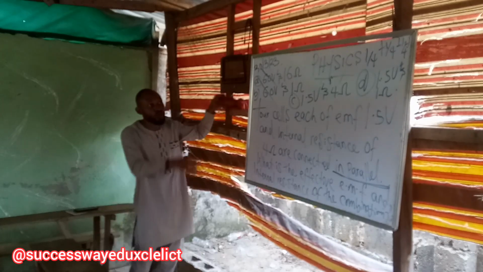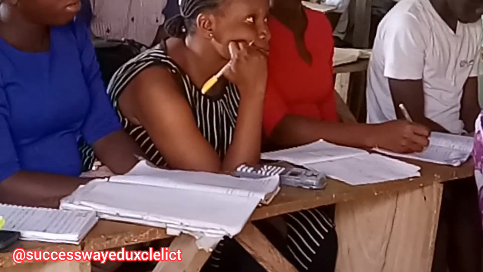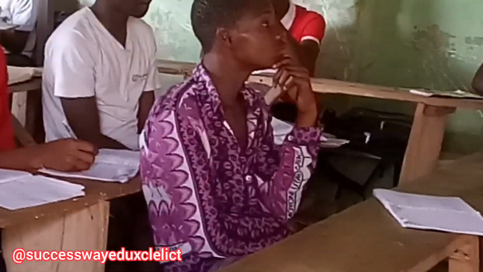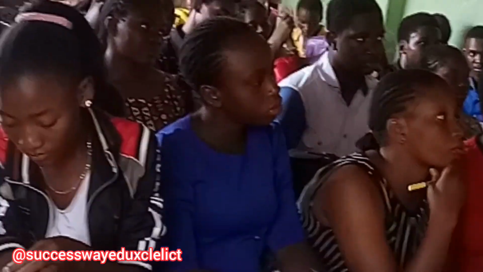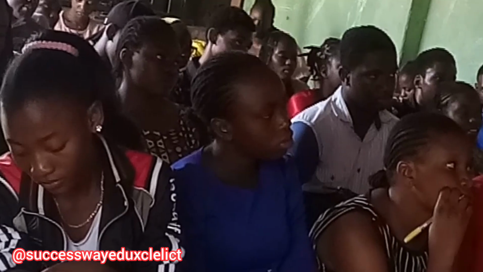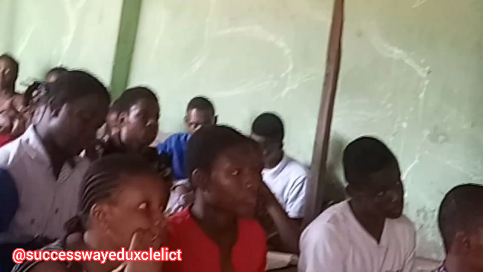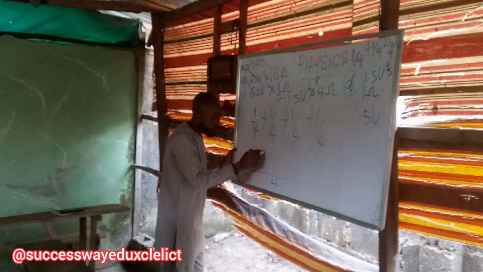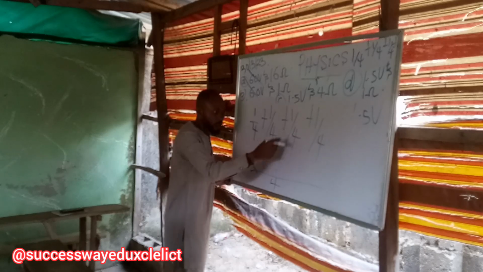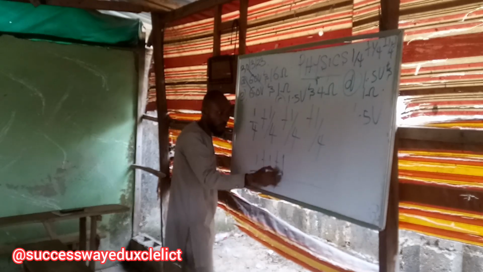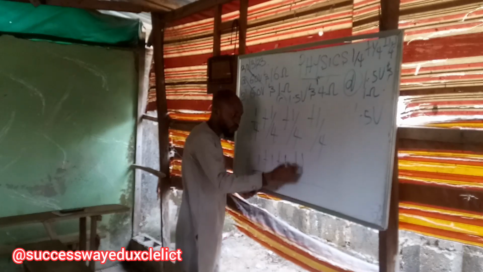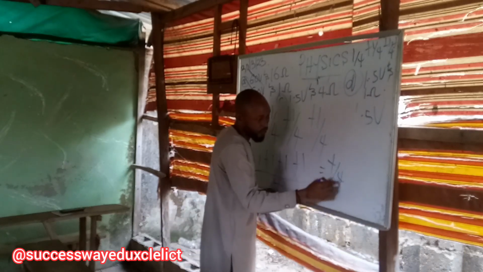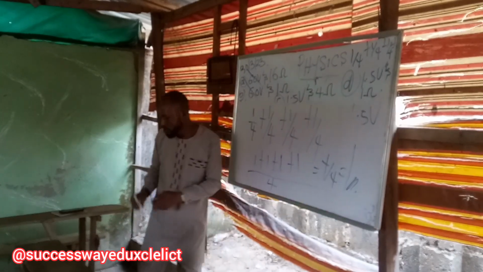Some of you are still looking at me to prove how I got 1 there. One over 4 plus 1 over R2 plus 1 over R3 plus 1 over R4. The LCM here is 4. 4 divided by 4 is 1, 1 times 1 is 1, plus 4 divided by 4, 1, 1 times 1, 1, plus the same again, plus the same again. Everything here gives me 4 over 4, which equals 1.